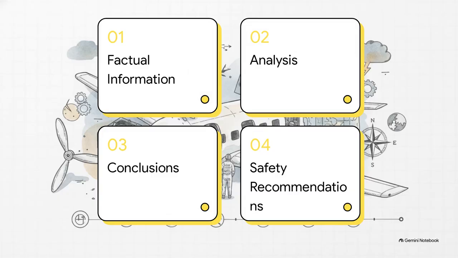So here is our roadmap for today. We're going to walk through the 4 procedural pillars of every single final report: factual information, analysis, conclusions, and finally, safety recommendations. Let's get into it.